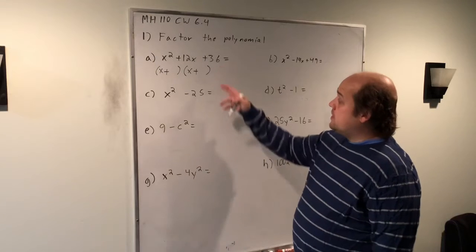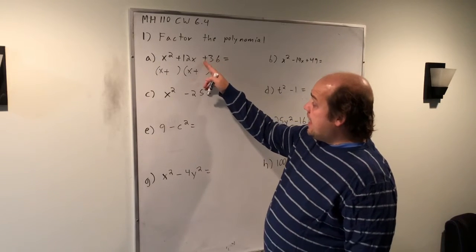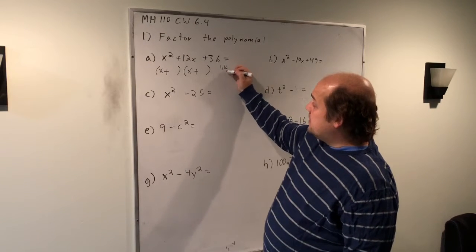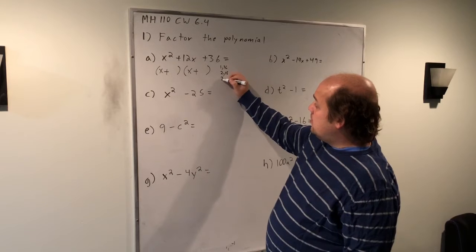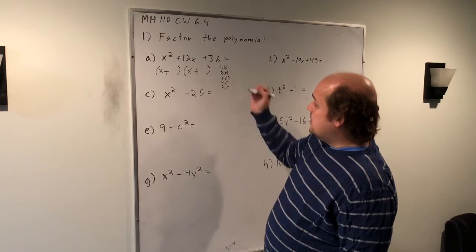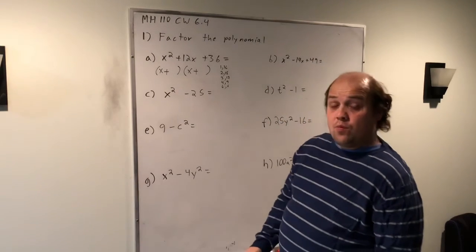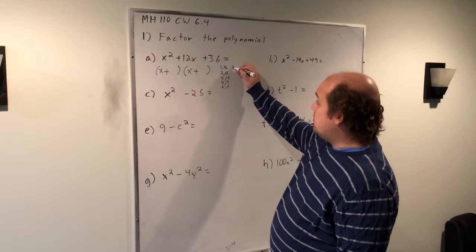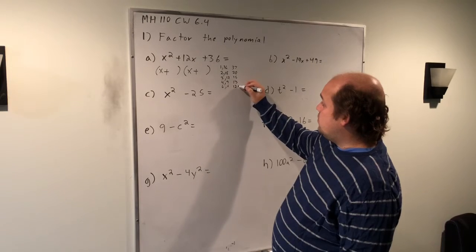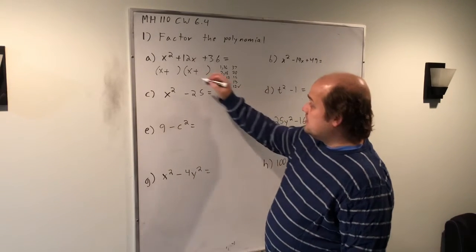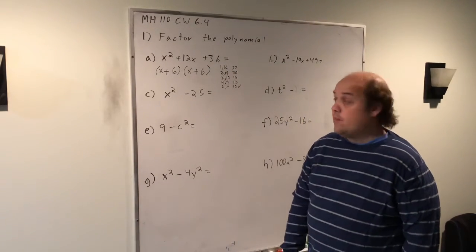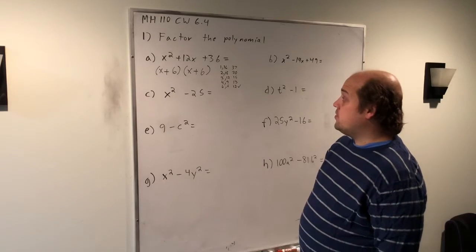Now I'm looking for two things that multiply to 36 and add to a positive 12. The ways to multiply to 36 are 1 and 36, 2 and 18, 3 and 12, 4 and 9, and 6 and 6. When I add them together, this would be 37, this would be 20, this would be 15, 13, and 12. The one that adds to 12 is 6 and 6, so I put the first one there, the second one there, and that is the correct factored form of x squared plus 12x plus 36.